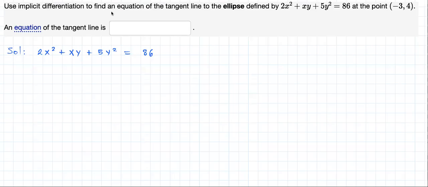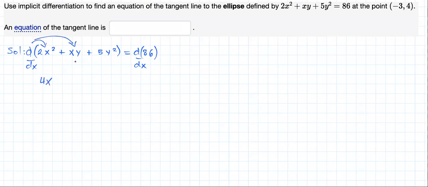Use implicit differentiation to find an equation of the tangent line to the ellipse defined by 2x squared plus xy plus 5y squared equal 86 at the point -3, 4. Okay, based on implicit differentiation, we should start by taking derivatives of both sides of this equation with respect to x, right? Great. So now derivative of 2x squared, that is 4x, right?